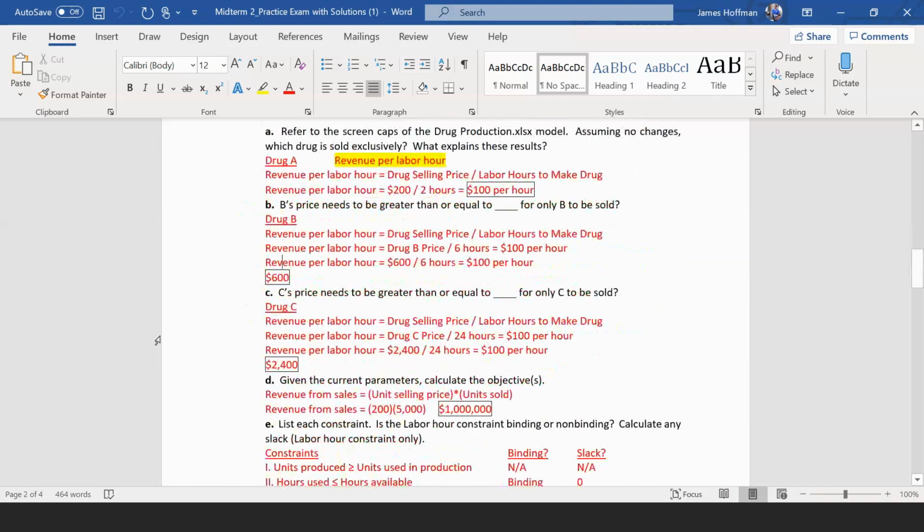Okay, so the revenue per labor hour is 600 divided by 6. It gives us that $100 per hour we're looking for. And so the answer to the question is B's price needs to be greater than or equal to 600 for only B to be sold.